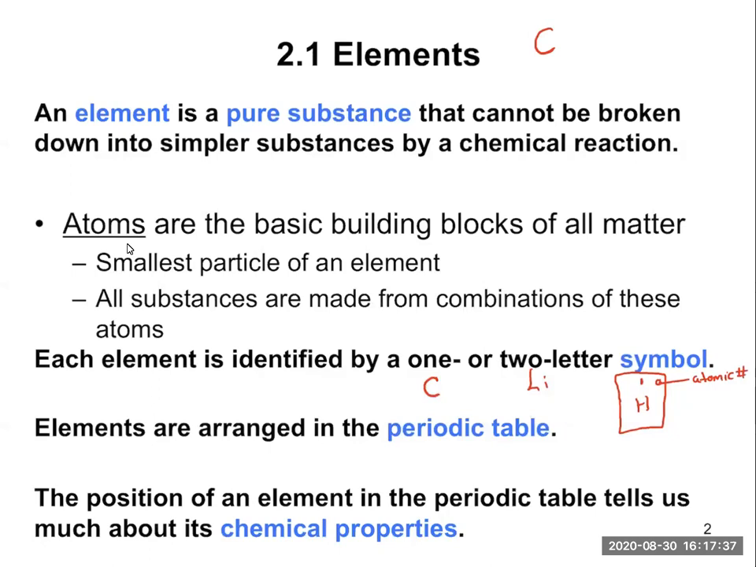The position of a specific element has a lot of meaning because it's going to tell you what kind of chemical properties it has. For example, on the left side of the periodic table, you're going to have your metals, and on the right side, you're going to have your non-metals. So it's important to understand that the location will tell you a lot about a specific element.